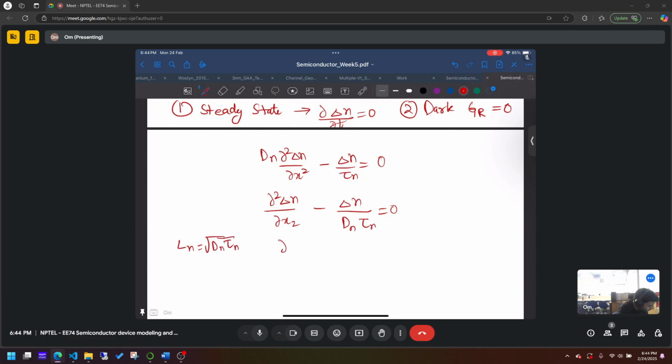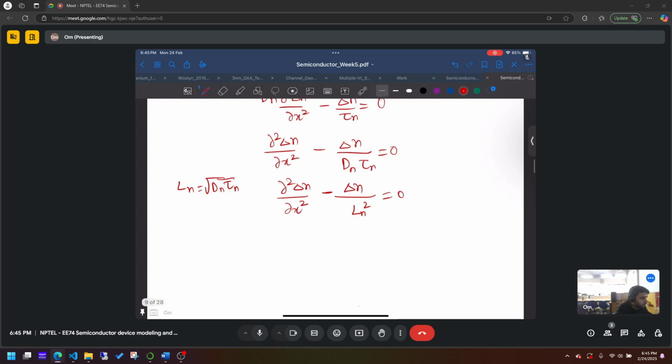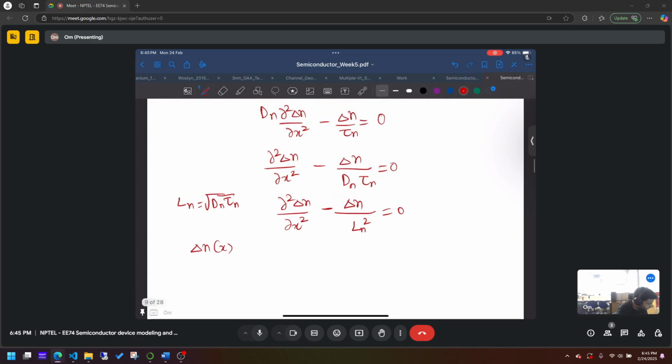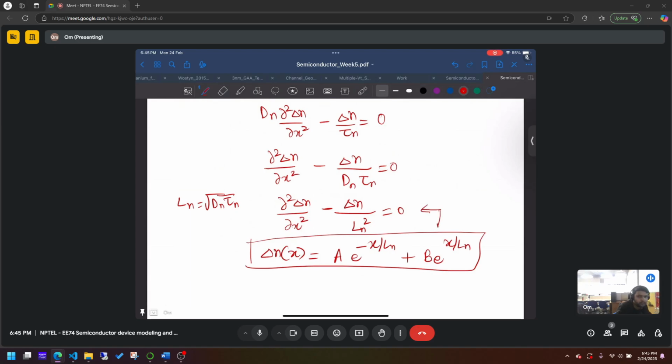And we know that Ln equals under root Dn tau n. So I can replace it: d2 delta n by del x square minus delta n upon Ln square equals 0. The solution to this equation would be delta n of x equals a e to the power minus x upon Ln plus b e to the power x upon Ln. This is the general solution to this differential equation.